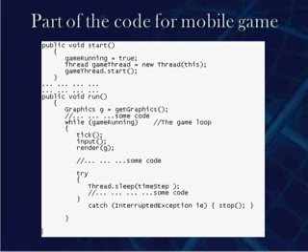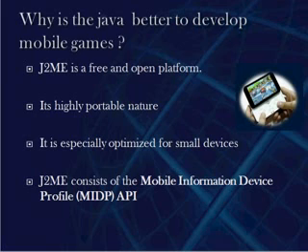This is part of the Java code for a mobile game. There are so many reasons to use Java for mobile games. J2ME is a free and open platform. It is a highly portable platform, and it is also specially optimized for small devices. J2ME consists of the Mobile Information Device Profile (MIDP) API. Because of these reasons, we use Java to develop mobile games.